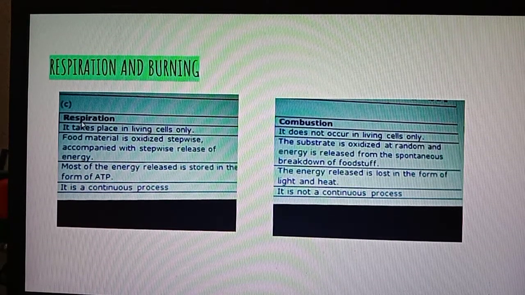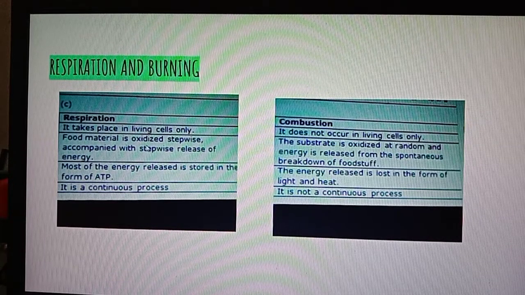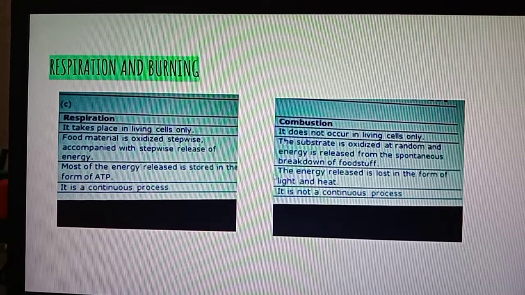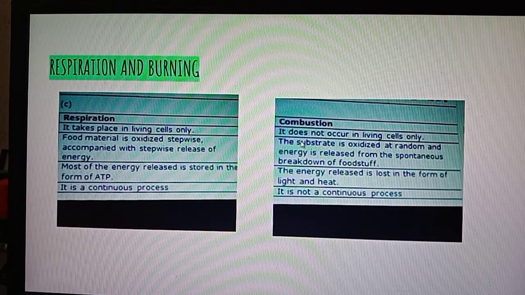Now, in respiration, the food material is oxidized stepwise, accompanied with stepwise release of energy. Means whatever oxidation is taking place in respiration takes place stepwise. First one thing happens, then a second thing happens, then a third thing happens. While in combustion, the substrate is oxidized at random and energy is released from the spontaneous breakdown of foodstuff. Means whatever our substrate is, like wood, if we are firing it up, this is just one process, firing, and it will burn.